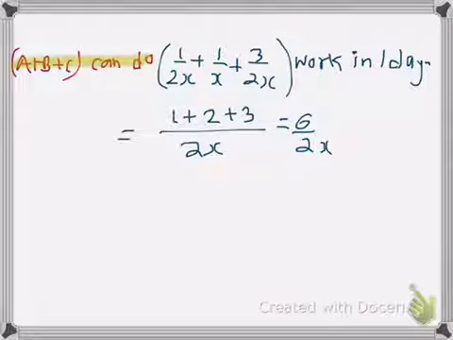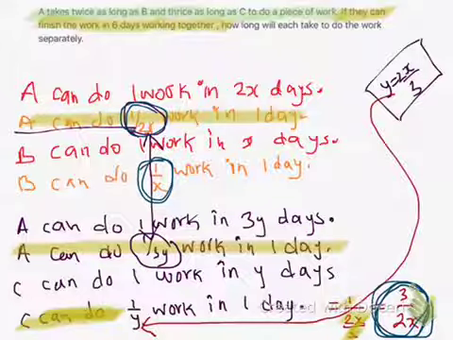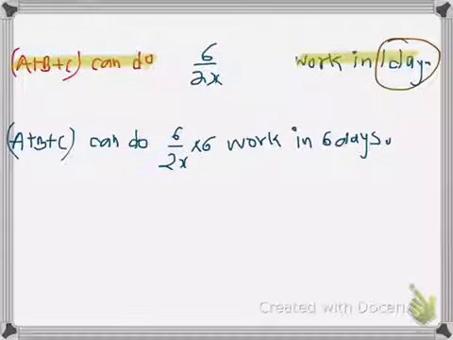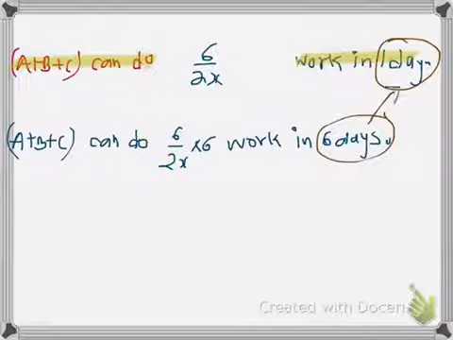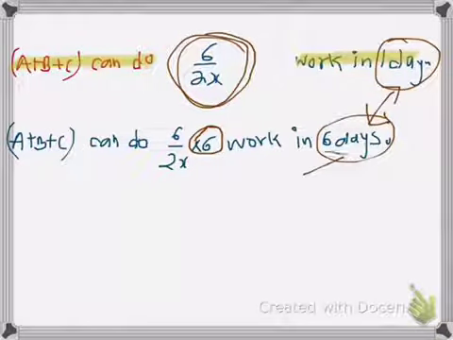This gives A plus B plus C can do 6 by 2x work in one day, on simplification. Since we also know that they can finish the total work, which is one work, in 6 days working together. Now let us find how much work they can do in 6 days. Since they can do more work in 6 days compared to one day, we have to multiply this part of work, which is 6 by 2x, by 6, in order to get the work A plus B plus C can do in 6 days.